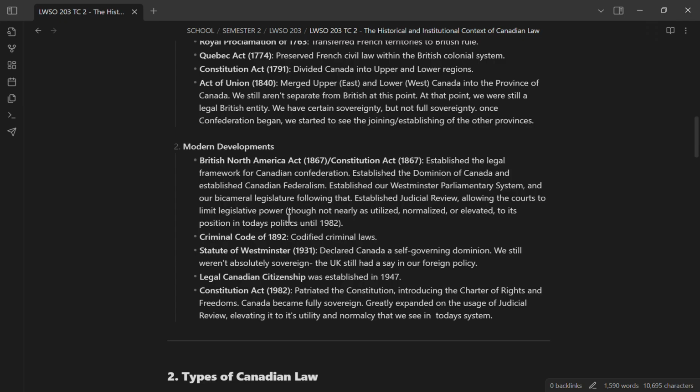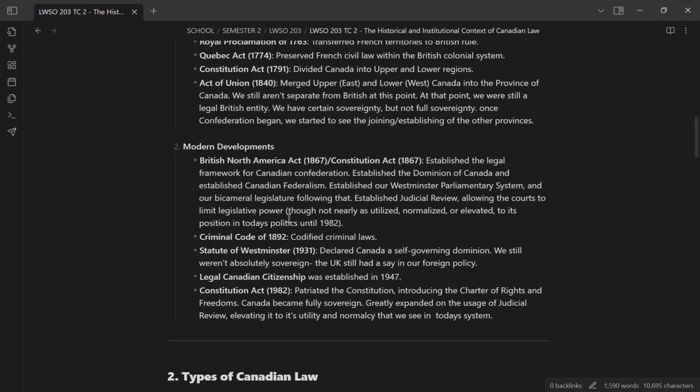The British North America Act, or what was amended into the Constitution Act of 1867. This established the legal framework for Canadian Federation, establishing the Dominion of Canada, and established Canadian federalism. This also established our Westminster parliamentary system and our bicameral legislature. It also established judicial review in Canada, even though it was not yet expanded upon, which allowed the courts to limit legislative power. But again, it wasn't really fully elevated until 1982, with, depending on who you ask, the Constitution Act of 82 or the Charter of Rights and Freedoms.